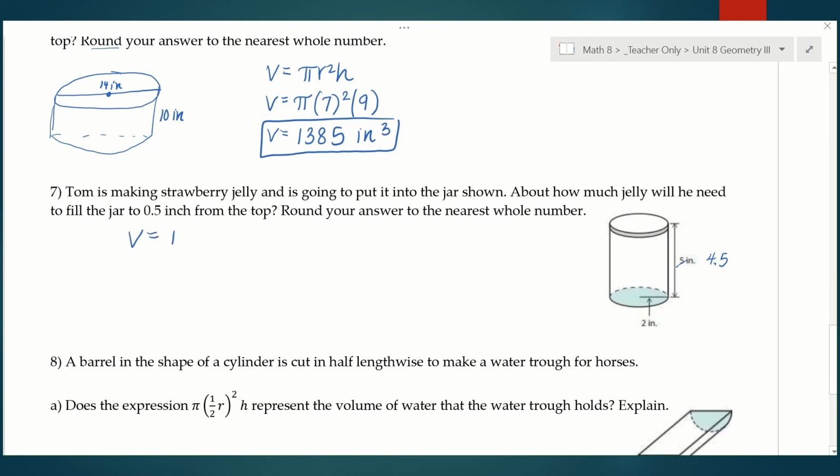All right, so here we go. Pi r squared h. We are being asked to round again, which means we're using our pi key, putting pi in for our work. We are told that the radius is 2 inches from the diagram. We can see that's halfway across, so times 2 squared. And again, we're using 4.5 for the height because we need to leave a half of an inch at the top. We don't want to fill it all the way. All right, so we're typing in pi key times 2 squared times 4.5, and we are rounding again to the nearest whole number. And so that comes out to be 53 cubic inches.